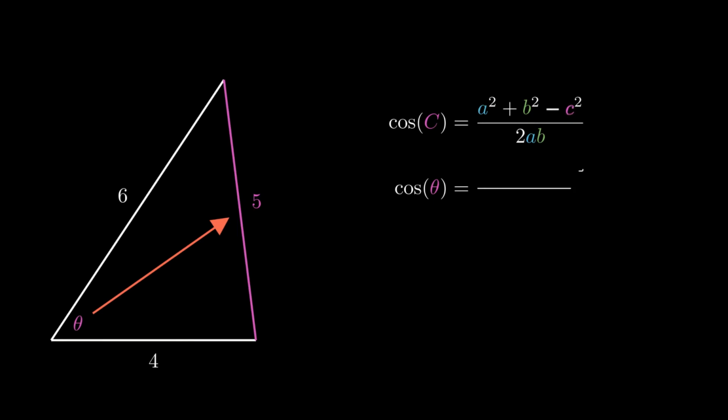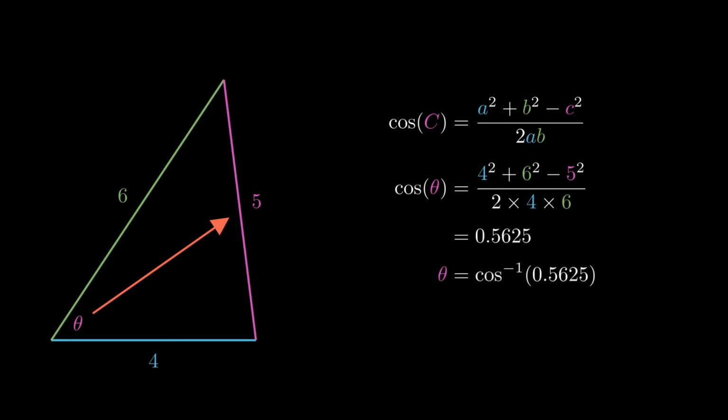Okay, and so we're going to have a minus 5 squared upstairs in the equation. Then again, the a and the b are just the other two sides in whatever order we like. So we might use a equals 4, b equals 6. And so upstairs in the fraction, we have 4 squared plus 6 squared. Downstairs, we have 2 times 4 times 6. That works out to be 0.5625. And so to get theta by itself, we can do the inverse cosine of that number. And that gives us something like 55 degrees and 46 minutes.